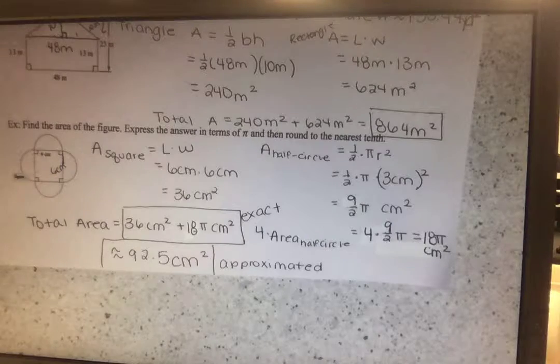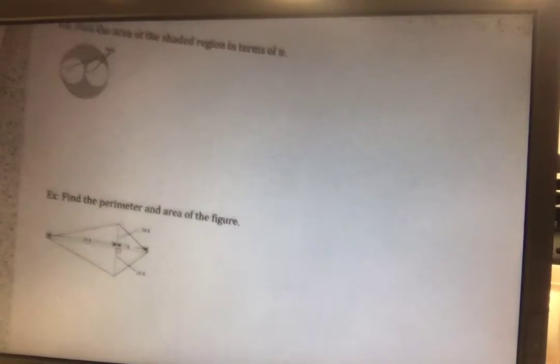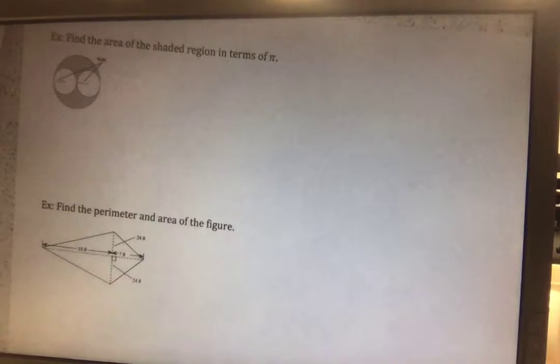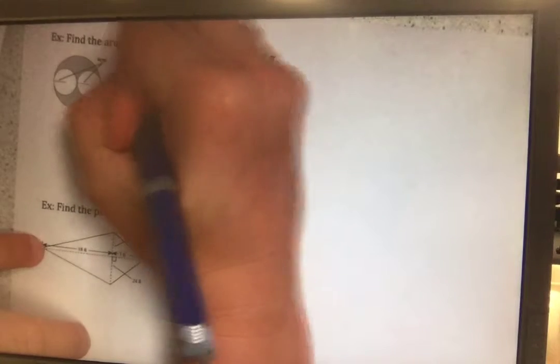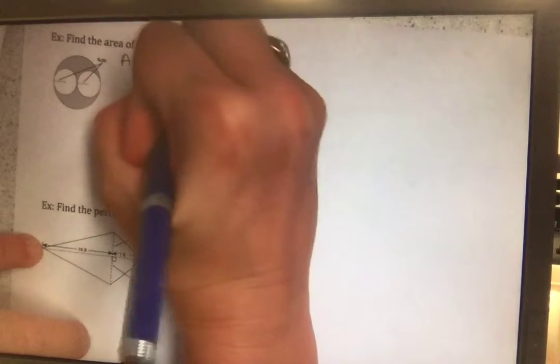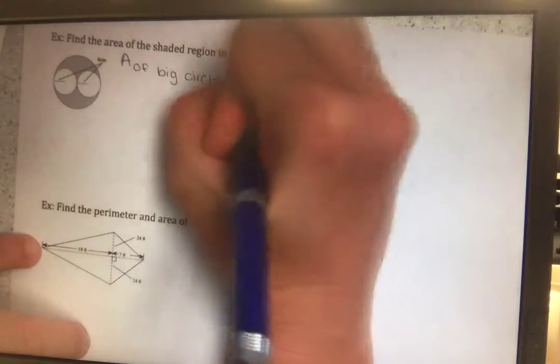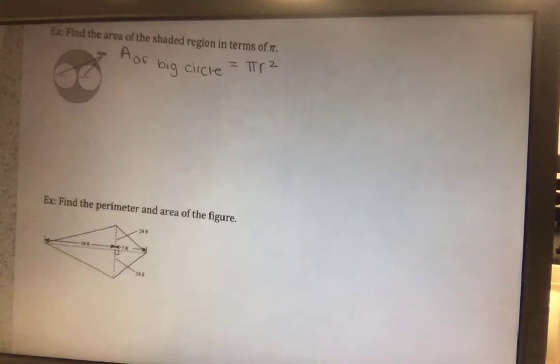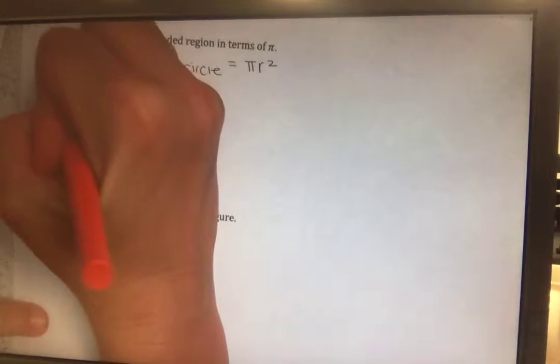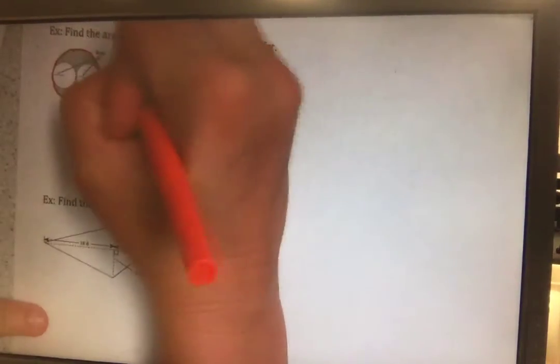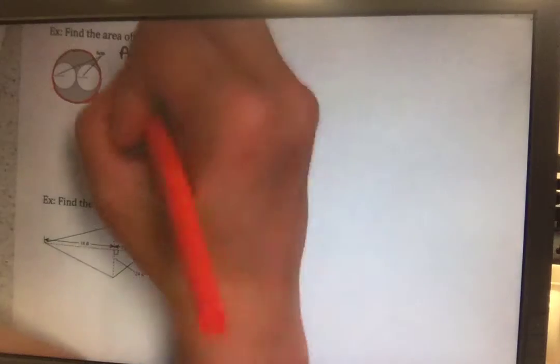So next page. Find the area of the shaded region and leave it in terms of pi. So, looking at this, I see one big circle. So the area of the big circle. Area of a circle is pi r squared. So I'm talking about this whole circle out here. Oh, I did a great job tracing that. So this whole big circle.